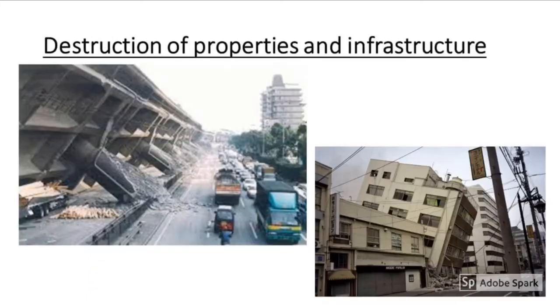Properties and infrastructure: your houses, if not built up to earthquake proofing standards, may get destroyed and you will not have a house anymore. So the government has to step in, with temporary housing, rebuilding of houses, insurance, and so on. Infrastructure: if you look at the picture on the left, this is a flyover, a highway that collapsed in the Kobe earthquake.